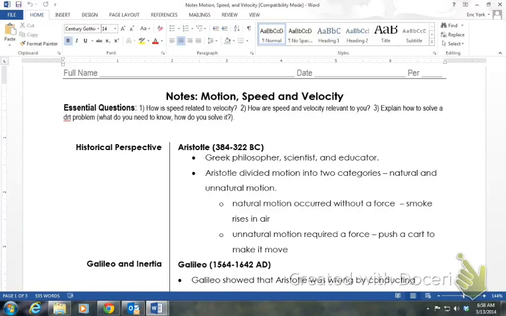Okay, we are going to review our notes from last time, motion, speed, and velocity. We're not going to review the whole notes. We're just going to go through and make sure we remember how to do the velocity problems.